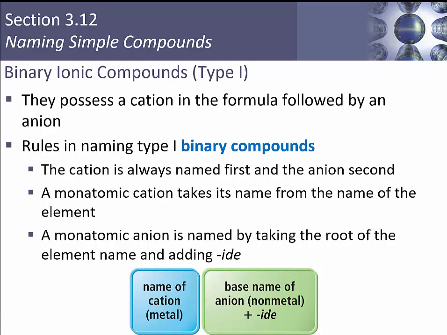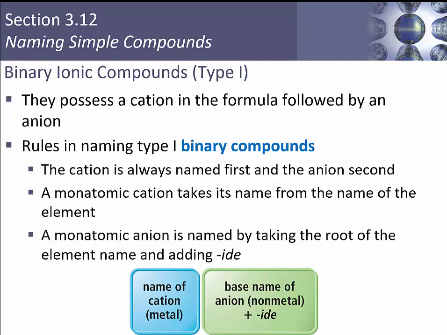Naming binary ionic compounds or type 1 compounds. There is a lot of power in naming things. IUPAC stands for the International Union of Pure and Applied Chemistry. That gives us rules for naming things, and those names are descriptors that let us know what a molecular structure is. So naming tells you what that formula is and how those molecules are put together.